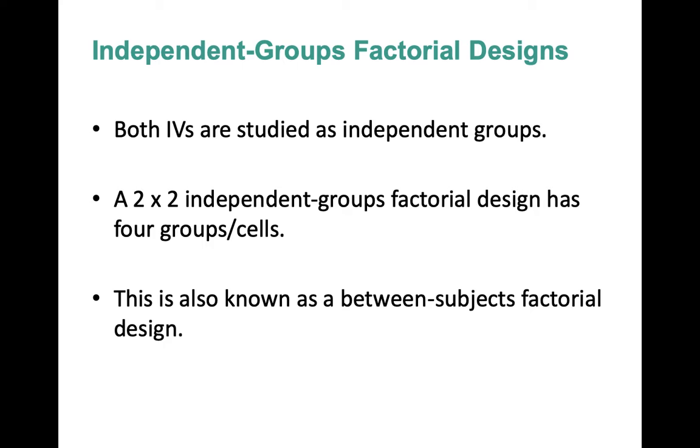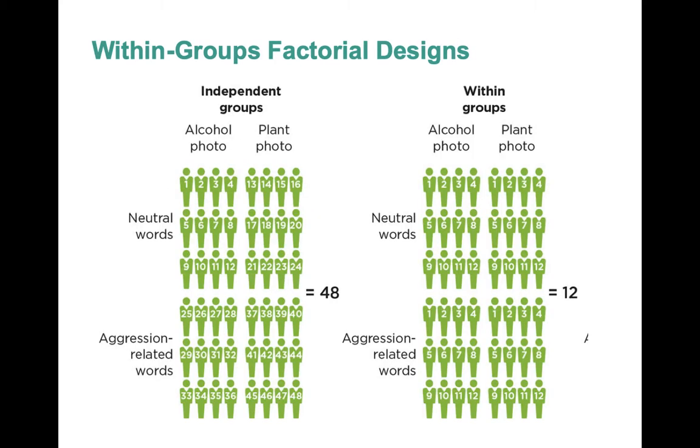Okay. So again, it's often known as a between subjects factorial design because all of the manipulation of the independent variable happens between subjects. Okay. So just to contrast with an independent groups design, we can have a within groups design. In a within groups design, otherwise known as a repeated measures factorial design, both of the independent variables are manipulated within groups.